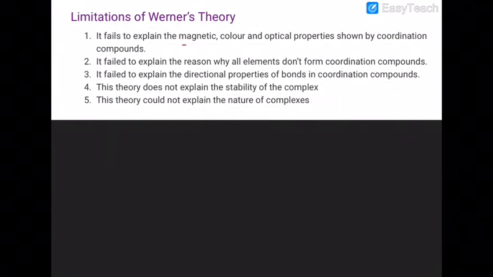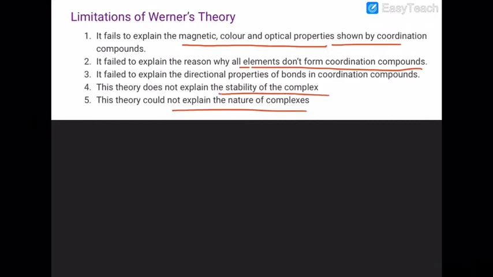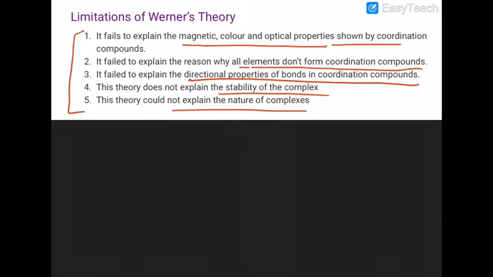It fails to explain magnetic and optical properties. It fails to explain why all elements do not form coordination compounds. It could not explain the nature of the complex, the stability of the complex, and the geometry of the complexes. So these factors are very, very important, and these are the 5 failures, or 5 limitations, of the Werner theory of the complex. Sure? Very much sure.